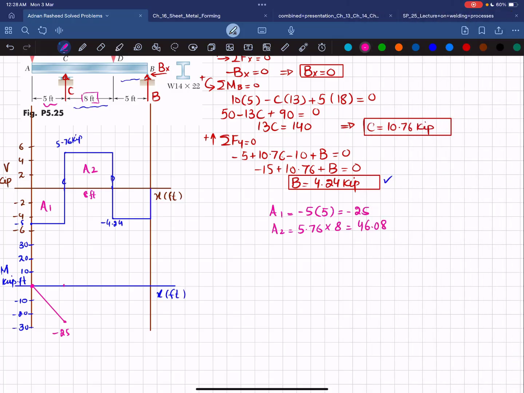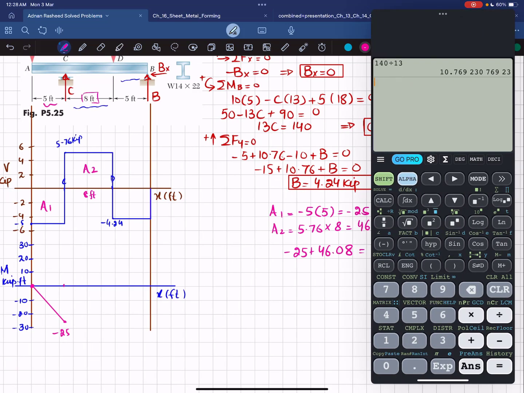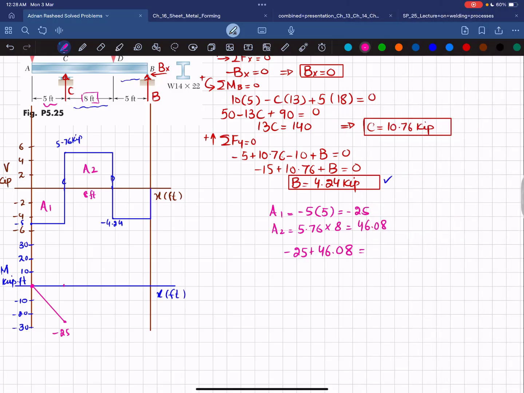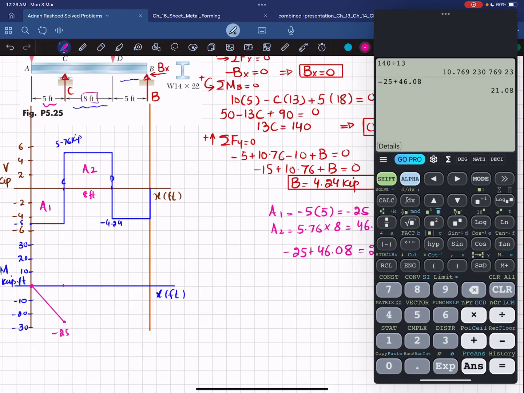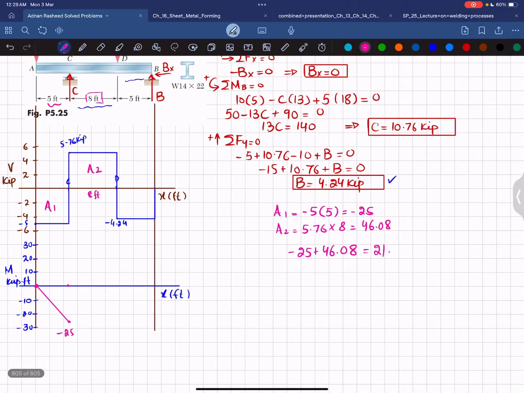46.08. Now minus 25 plus 46.08 will give you 21.08 movement at point D. 21.08 will be somewhere here. This is your point. It will be somewhere here. Let me write it 21.08.